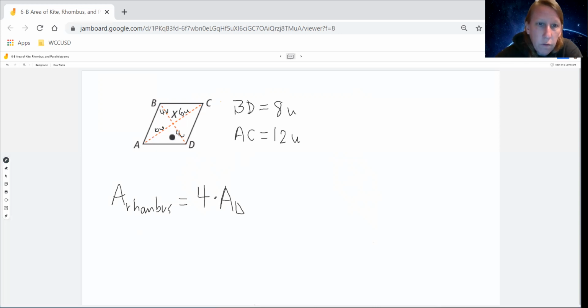Okay, there are 1, 2, 3, 4 right triangles. I could choose one of them. I could find the area. The base is 6. Maybe I'll do this in this color. Base is 6 and the height is 4. Okay. Area of a triangle is half the base times the height. So the area of this triangle is going to be half of 6 times 4. Half the base of the triangle times the height of the triangle.